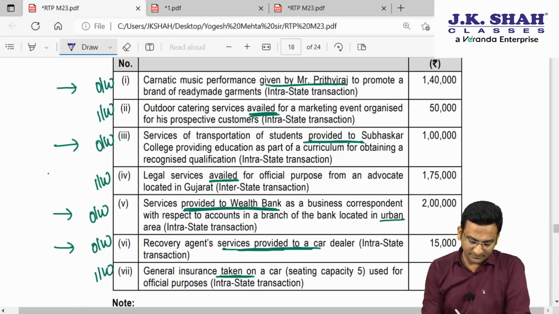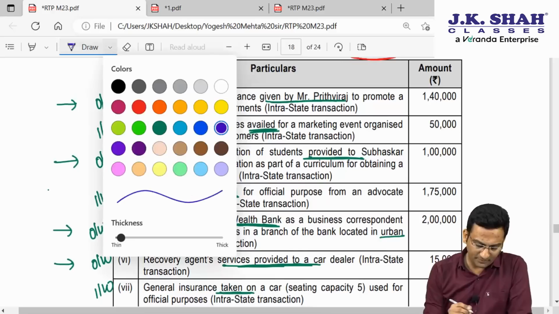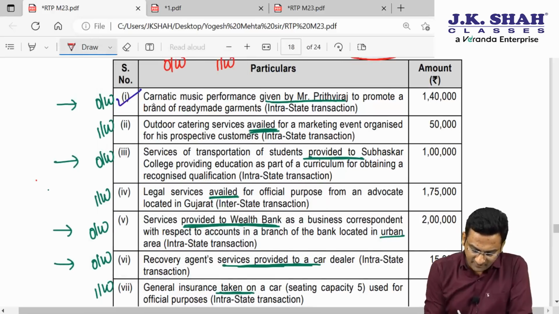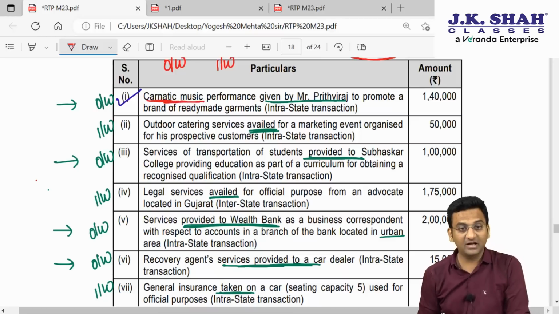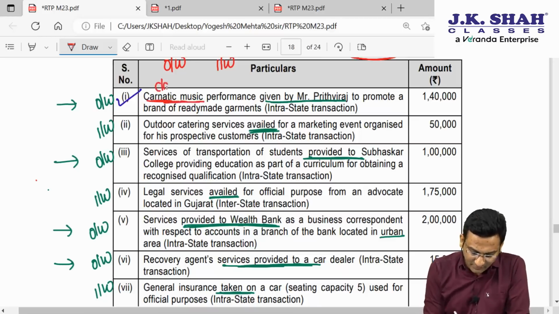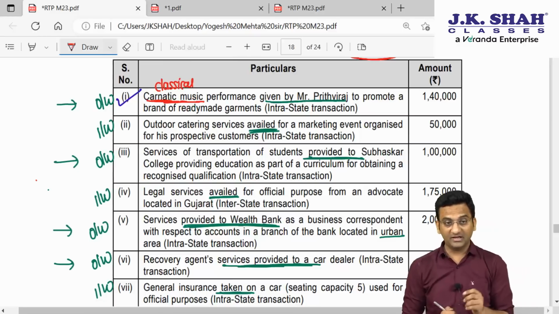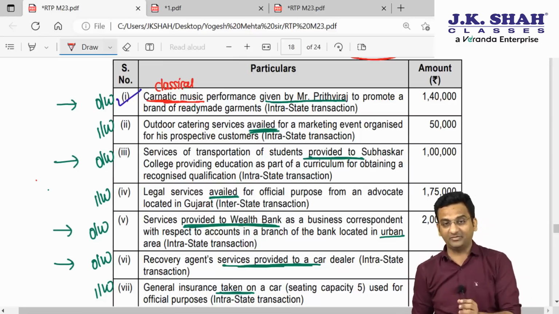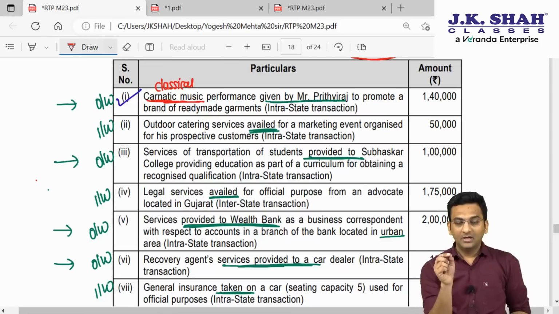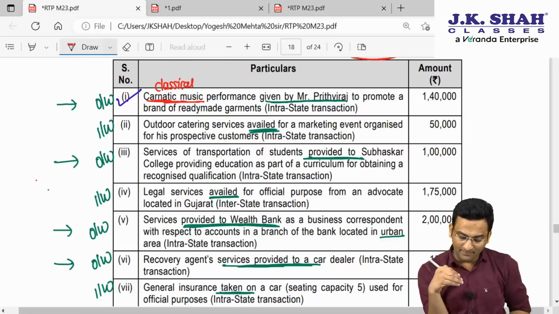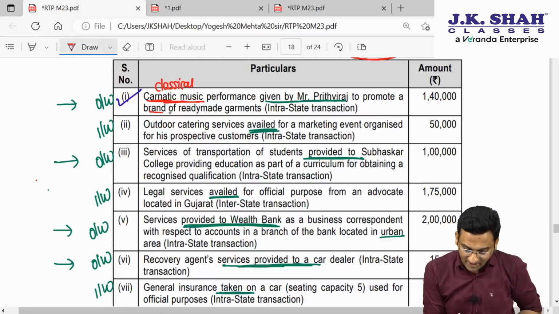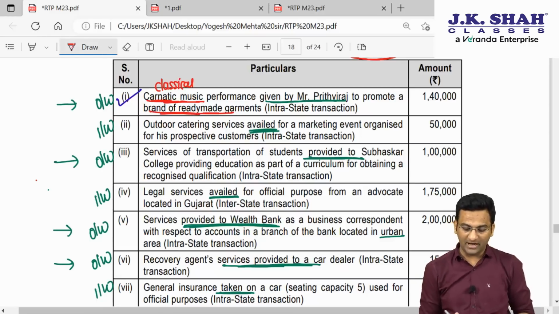Now first, Carnatic music performance. What do we mean by Carnatic music performance? Carnatic music means classical music. Carnatic means what, friends? Classical music. So a classical music performance given by Mr. Prithviraj is an outward supply. Classical performance given by Prithviraj to promote a brand of ready-made garments.